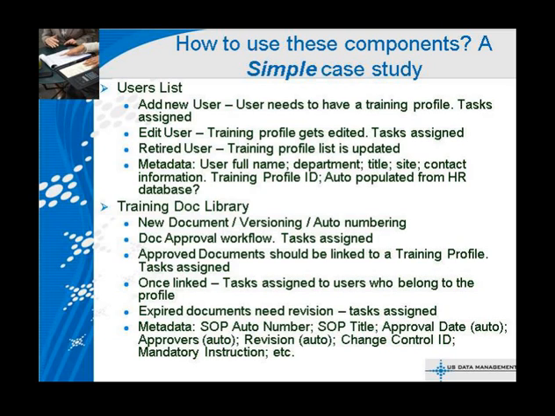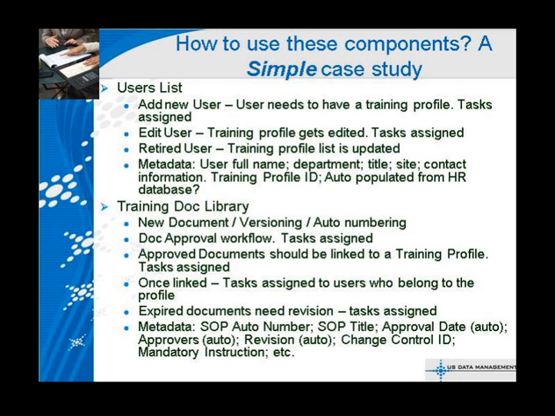So you might edit the user, right? So you edit that item in that list. Perhaps the title is changed, for example. And if the title is changed, perhaps the profile needs to be changed as well. So you send out a task to the training manager saying, hey, this person's title has changed, double check his profile. Or you retire the user.